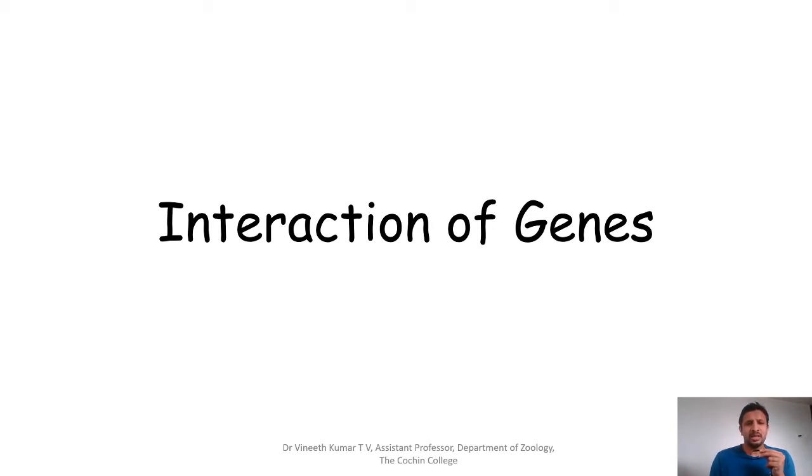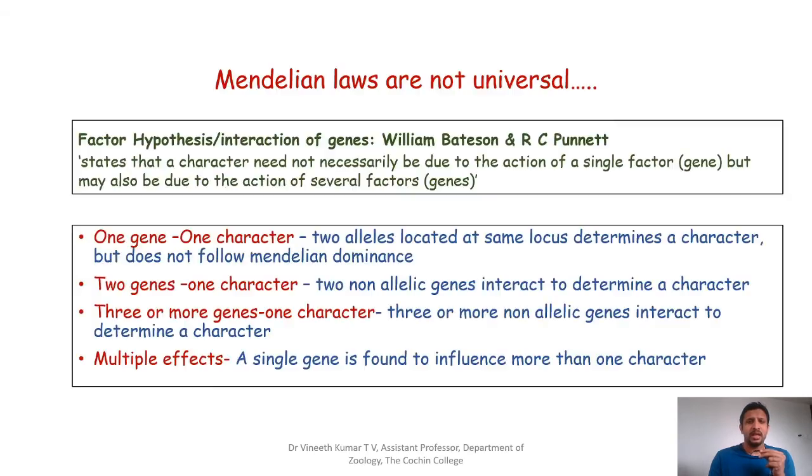Mendel, in his principles and laws, discussed only allelic interactions, where the two alleles of a particular gene interact together to produce a particular trait. But on further investigation after the rediscovery, it was found that there are many other interactions happening in the genes which lead to the expression of a particular character.